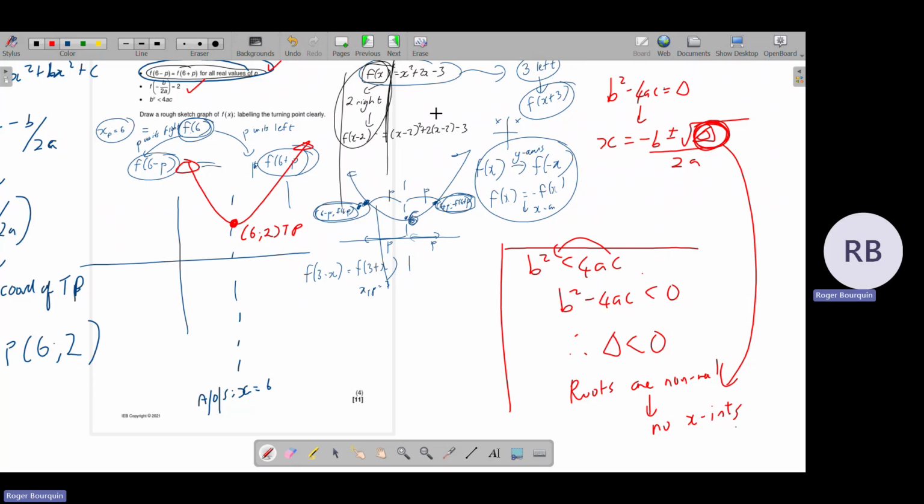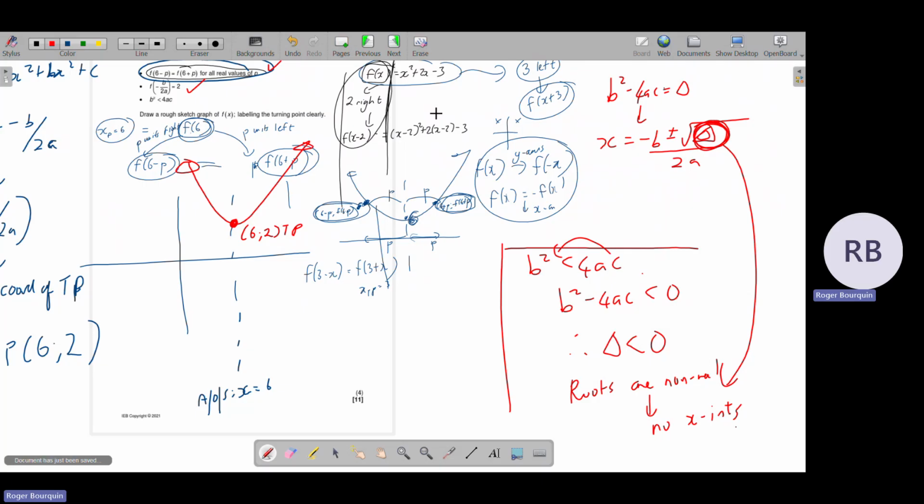Because I'm using this formula, y is equal to a, there should be an x here. x minus 0 is? x. You with me? x minus 0, that's x. So I get y is equal to ax times (x minus 6).